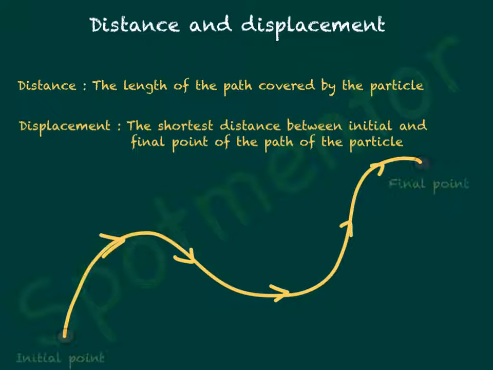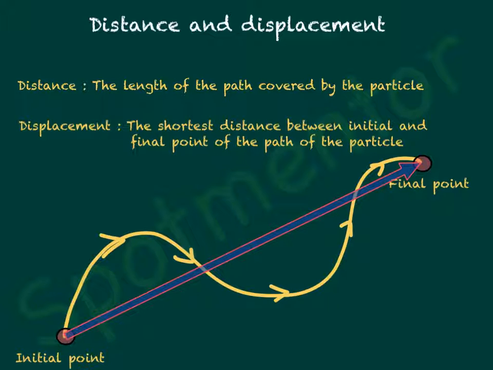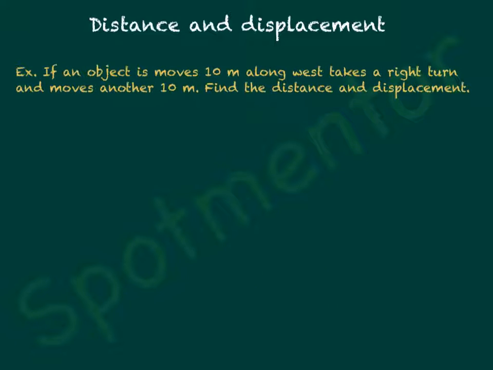But if you just join the initial and final points by a straight line, that will be the shortest distance between the initial and final point. That will give you the displacement of the particle. One basic difference between distance and displacement is that there is no definite direction of motion while calculating distance, but while calculating displacement you can see there is a definite direction. So we can say distance is a scalar quantity but displacement is a vector quantity. Since displacement is the shortest distance, displacement will always be less than or equal to distance.